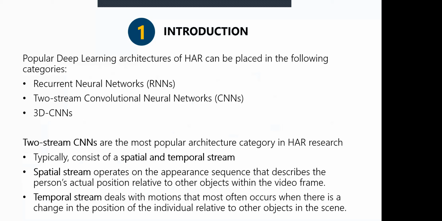Popular deep learning architectures for HAR can be placed in the following categories: recurrent neural networks, two-stream CNNs, and 3D CNNs. Two-stream CNNs are the most popular architecture category in our research. It typically consists of a spatial and a temporal stream. The spatial stream operates on the appearance sequence that describes the person's actual position relative to other objects within the video frame, whereas the temporal stream deals with motion, which most often occurs when there is a change in the position of the individual relative to other objects in the scene.